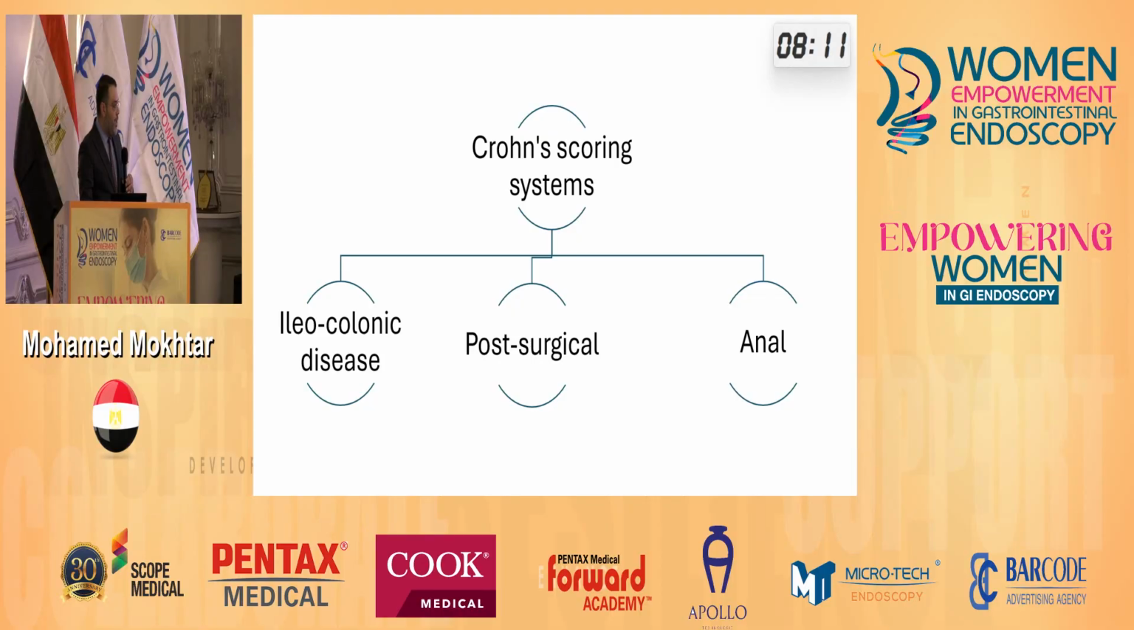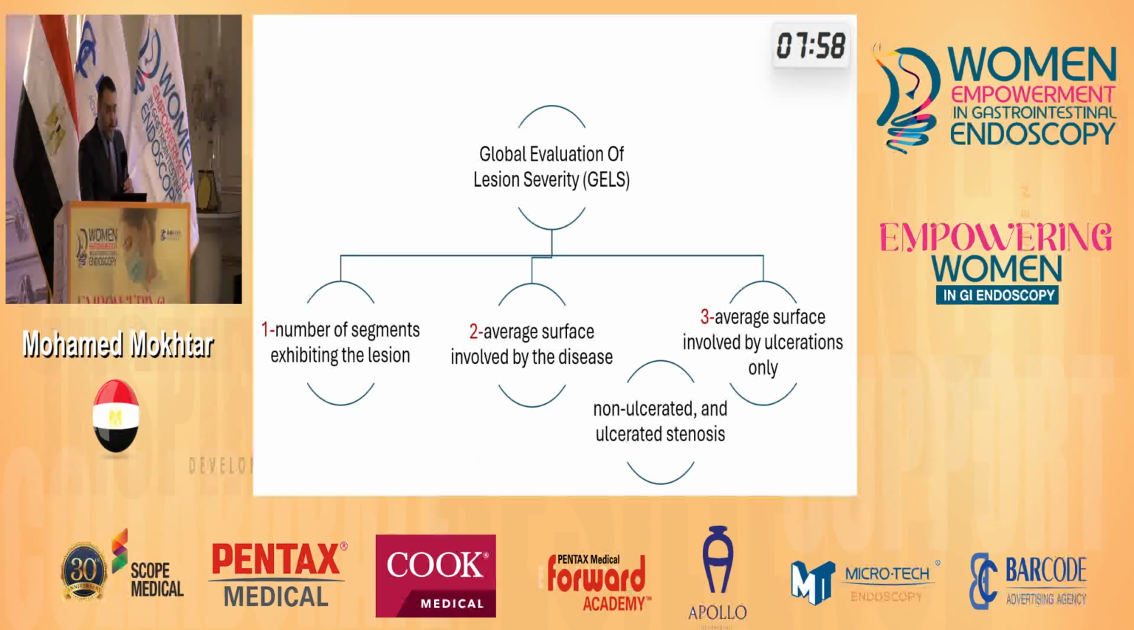For Crohn's disease, is there a classification to describe it, is it ileocolonic disease? Or do we have a system classification for post-surgical Crohn's disease or anal Crohn's disease? The global evaluation of lesion severity passes through levels. First, you have to describe the number of segments exhibiting the lesion. Then, in this segment, you will search for the average surface area affected by the disease as a whole. In this segment, you will search for the average surface area involved by ulceration. Then, whether there is stenosis or not.